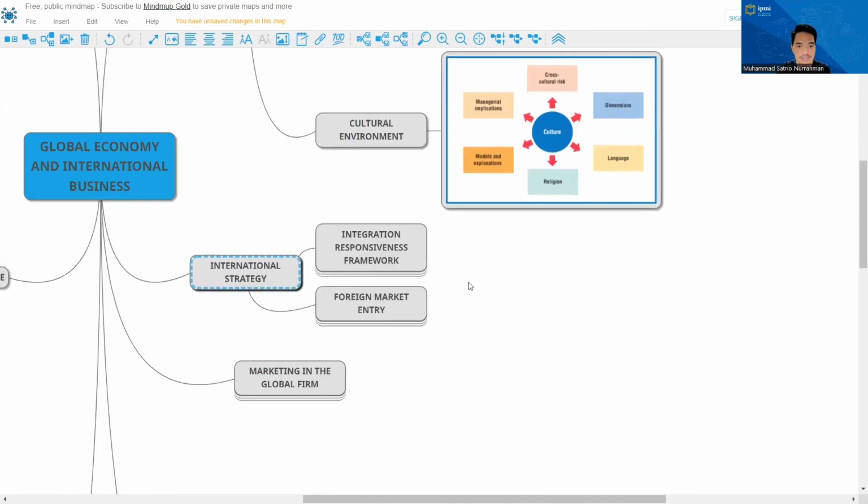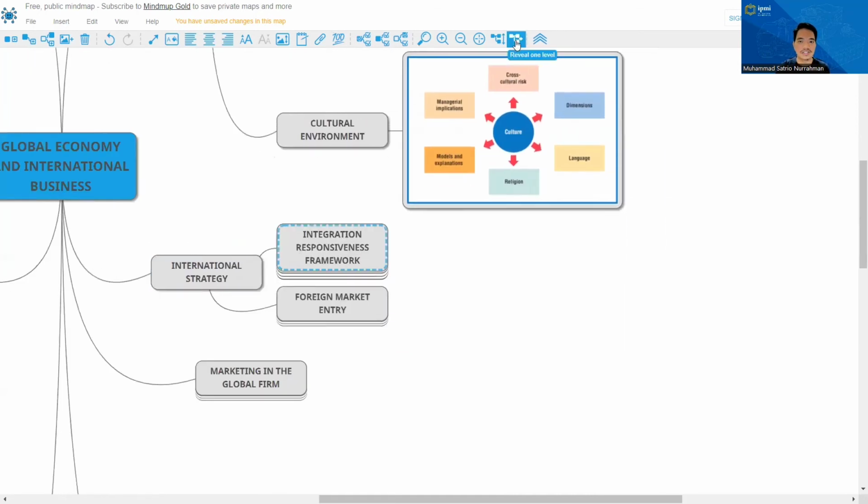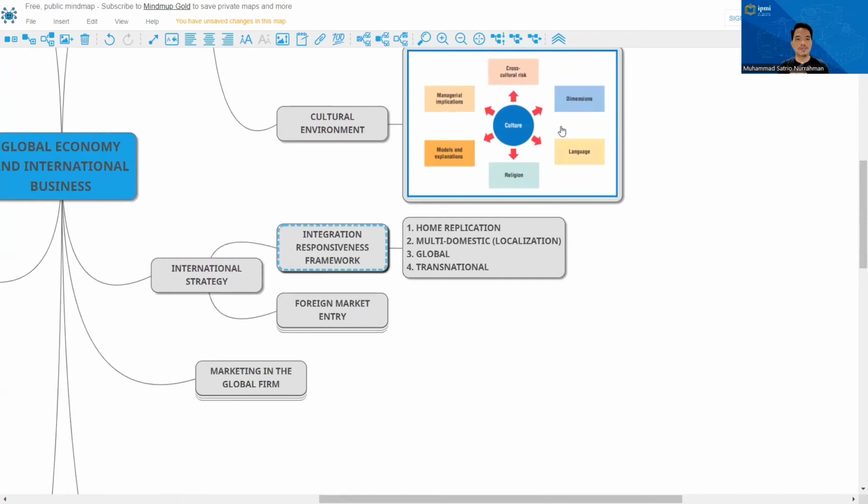It's about international strategy. For international strategy, there are 2 key points. The integration responsive framework. What is that? It's a strategy commonly used by international companies. For example, the first one is home replication. What is home replication? Home replication is when the company creates products designed for domestic customers, and international expansion is pursued to extend the life of domestic products, for example, the Microsoft company.